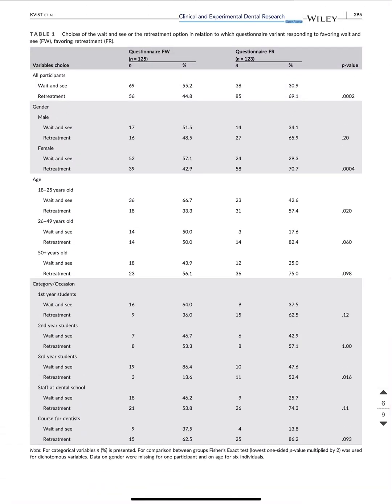So, in the overall results of those 248 participants, 56.9% chose to retreat and 43.1% chose to wait and see. For those who had received the first questionnaire, 55.2% chose the option to refrain and wait, and 44.8% chose to retreat. Of those who received the second questionnaire, 30.9% chose to wait and see, and 69.1% chose to retreat.